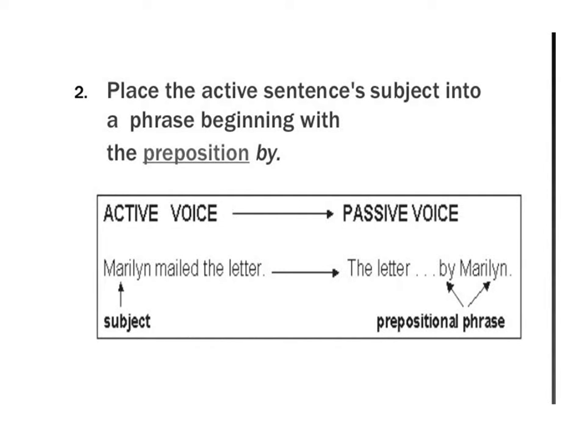Then the second step is to place the active sentence's subject into a phrase beginning with the preposition by. Secondly, first we change the places of the direct object and the subject. The subject will come at the place of the direct object, and the direct object goes at the place of the subject. And we need to add the preposition by before the subject. The letter by Marilyn.